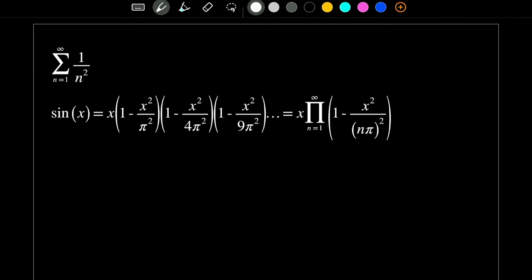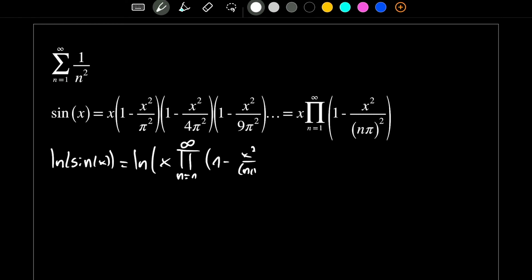Okay, now what we're going to do is we're going to take the log of both parts of the equation here. So we're going to get log of sine of x is equal to the log of x times our product from n equals 1 up to infinity of 1 minus x squared divided by n times pi squared. Now what we'll do right now is we're going to combine these two terms. So we're going to get n squared pi squared minus x squared all over n squared times pi squared.